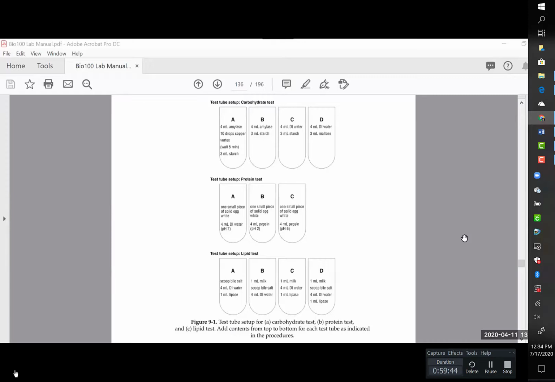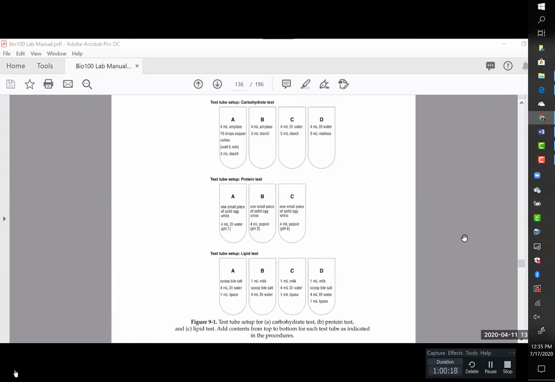In case you are wondering, why didn't that test tube change very much? Well, it turns out that the copper sulfate is an inhibitor. And so what the copper sulfate did is it inhibited the amylase from doing its job on the starch. So we didn't see very much digestion in the starch. That's why we had a positive test result for our starch and a negative or mostly negative test result for maltose when we were doing the carbohydrate test and the Benedict's test.